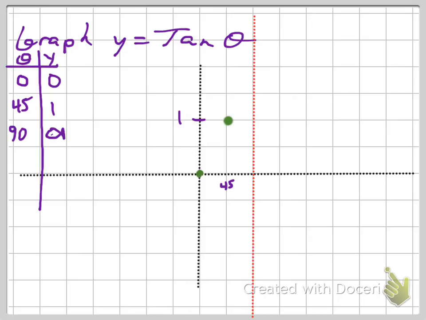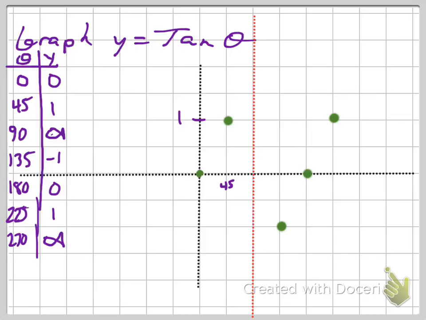But we're going to keep going past 90, because I know there's tangents past 90. It's just that one spot. So 135, the tangent is -1. 180, the tangent is 0. 225, the tangent is 1. 270, the tangent is domain error. So there, I think we've actually gone beyond one period of the graph here.